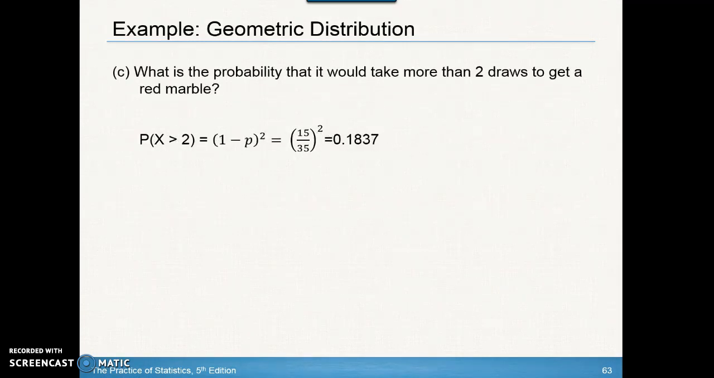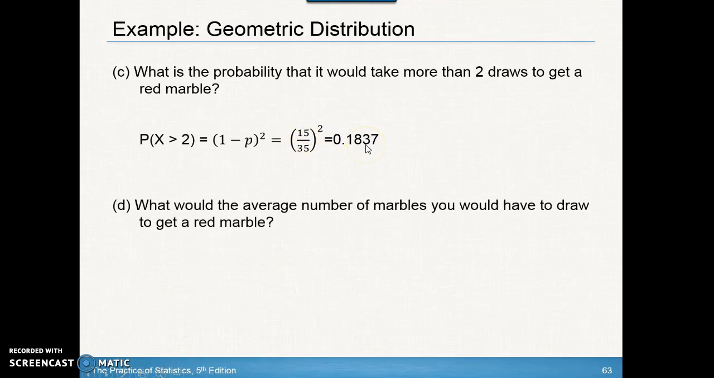Okay, so what's the probability that it would take more than 2 draws to get a red marble, which is what we kind of answered on the last page. Probability that x is greater than 2. That means I'm going to have 2 failures and the rest of them are going to be successes. So 2 failures, 15 out of 35 squared, because there's 15 that are not red, and that gives me 0.1837.